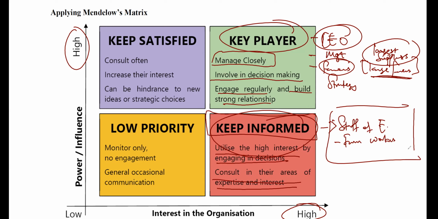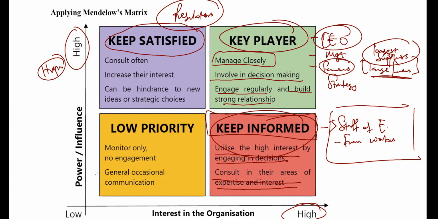Okay, so let's go to the keep-satisfied ones. Those we have to keep satisfied are mostly regulators. What do we have to keep them? Satisfied, right? By complying with their laws and regulations. So these people can make or break your business. Though they have high power, they have low interest. Government does not have any interest in your business, right? It is concerned about you paying your taxes and complying with laws and regulations.